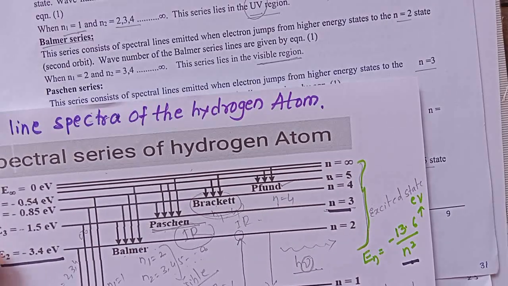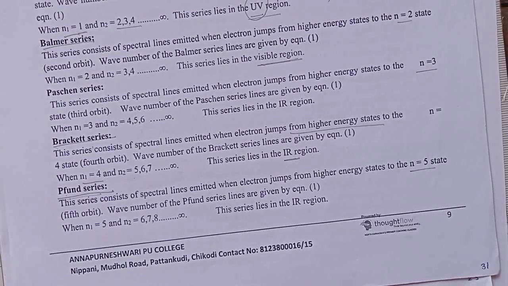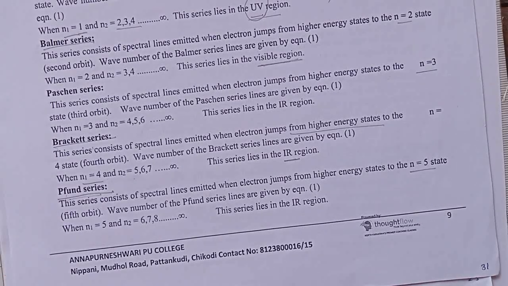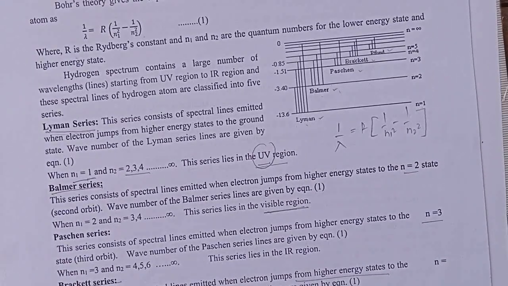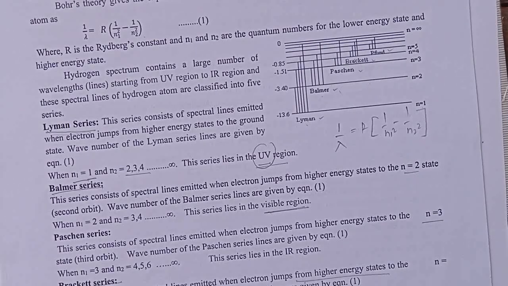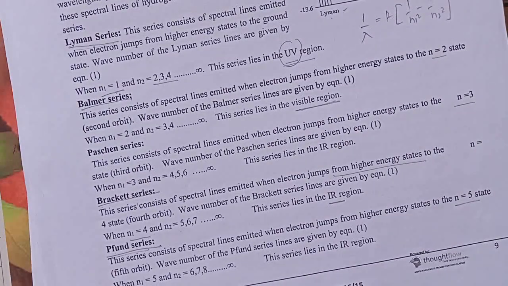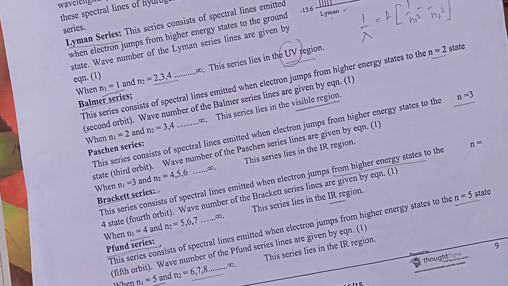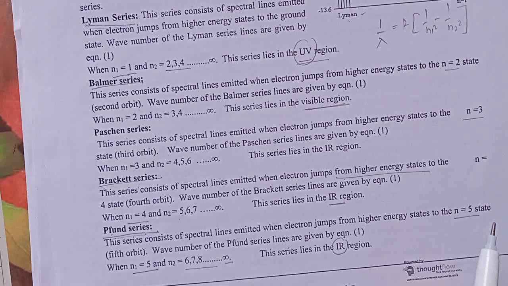So it is a very simple formula: 1 divided by n1 square minus 1 divided by n2 square, into R, is equal to 1 by lambda. Just by applying this formula and considering between which two states the transition takes place, we can solve many numericals to calculate the wavelength of the emitted spectral line. For the Pfund series, n1 is equal to 5 and n2 is equal to 6, 7, 8 and so on up to infinity. This series also belongs to the IR region of the electromagnetic spectrum.